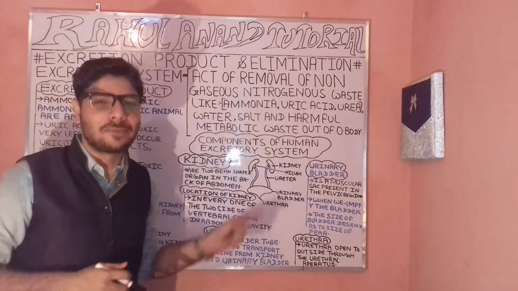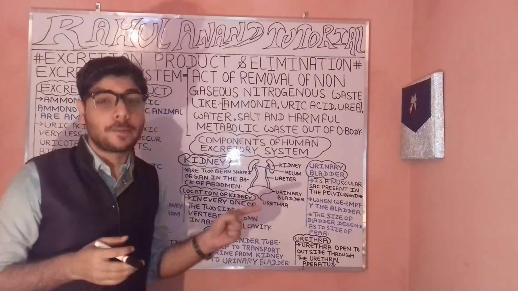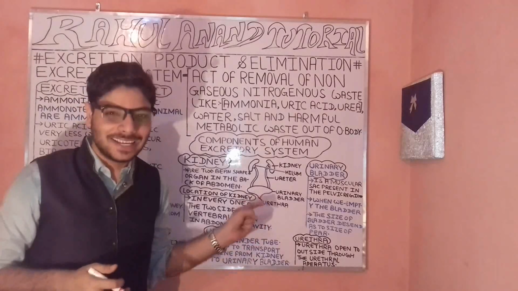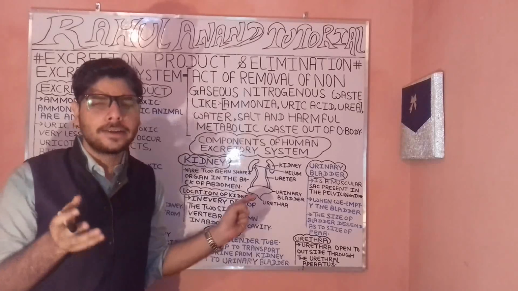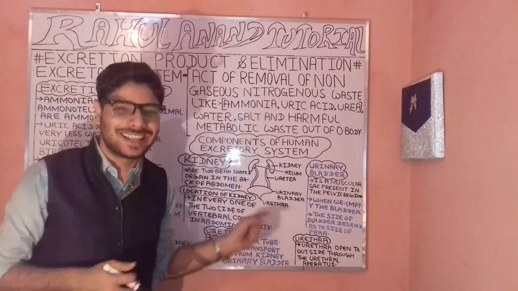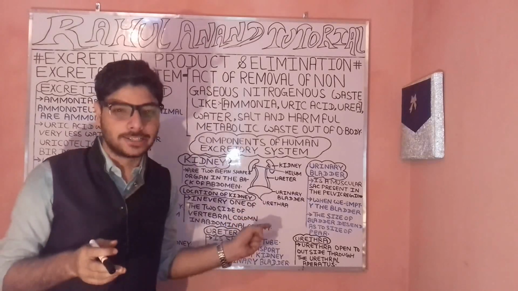So now let's understand about the components of the human excretory system. Primarily when I'm telling you about the excretory system, you are very clear about it. So what is it actually? The act of the removal of the non-gaseous nitrogenous wastes, and these are what? These are nothing else than the ammonia, uric acid, often the urea etc.